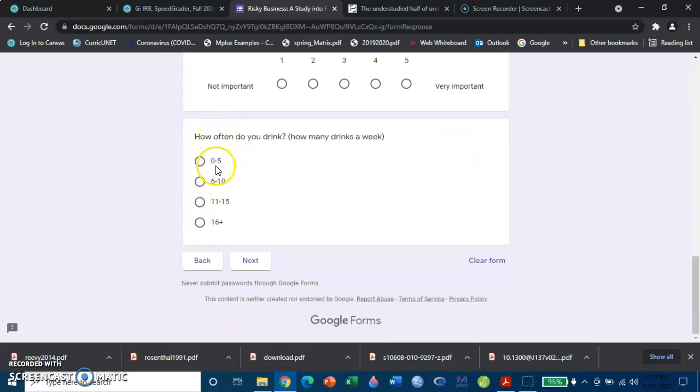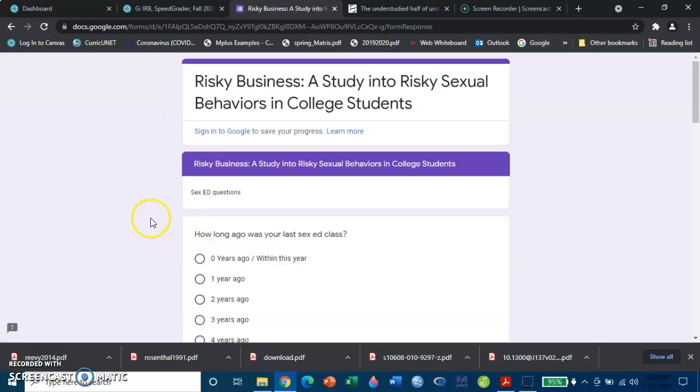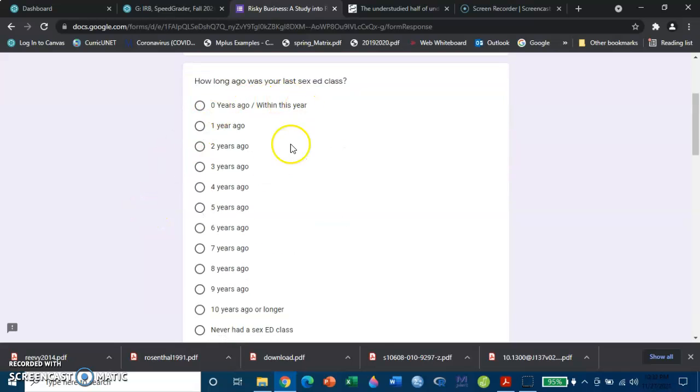Why these categories? Also, do you think 0 and 5 are the same? I would guess that those are actually quite different. People have 5 drinks a week versus 0 drinks a week. And then why those categories? And are you going to use this question? A lot of options.